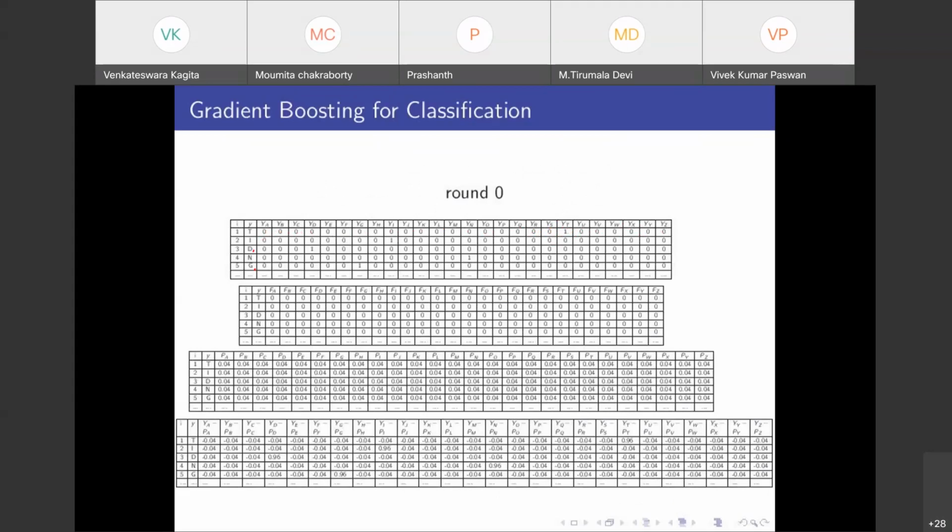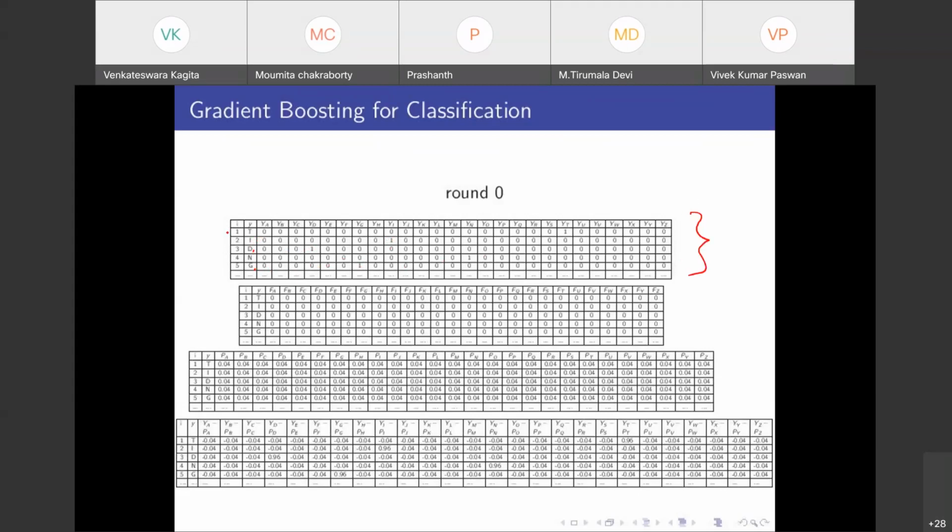The next label is I. So what is the true probability distribution? At YI it is 1 and for the rest of them it is 0. You can see that. Similarly for D, YD is 1, rest of them are 0. And for G, YG is 1, for the rest of them it is 0. So this is the true probability distribution table.